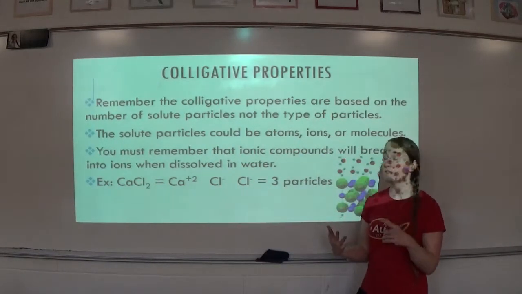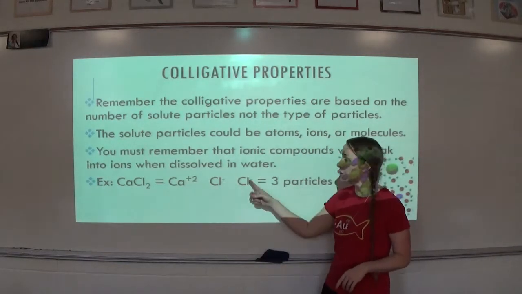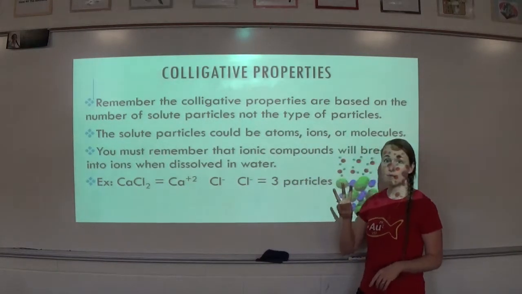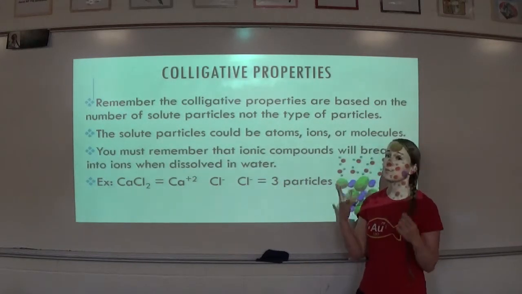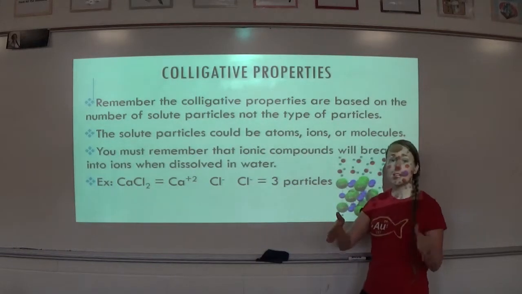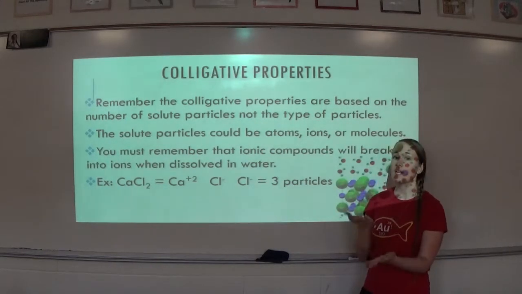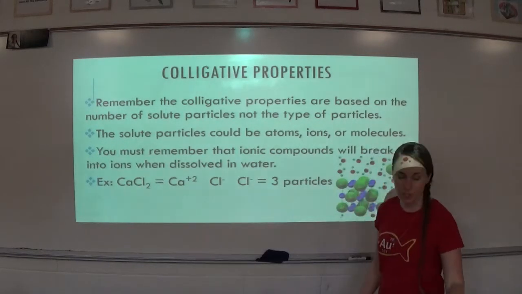But when that dissolves, you're going to get a calcium with a +2 charge, and you're going to get 2 Cl's with a -1 charge. So you're going to get a calcium ion and 2 chloride ions, which actually makes 3 particles when it dissolves. So you have to be careful. If you see a metal and a non-metal, or a polyatomic ion, that means it's ionic and it's going to split up. So we got to keep that in consideration.